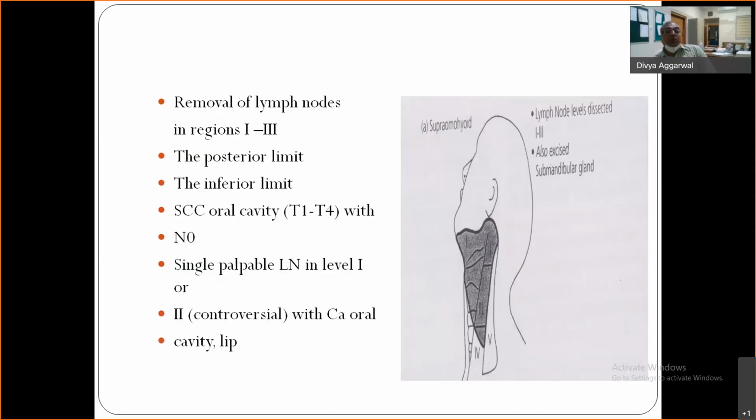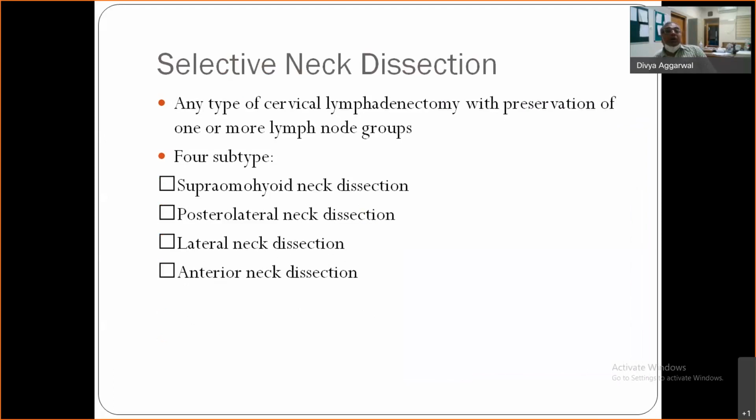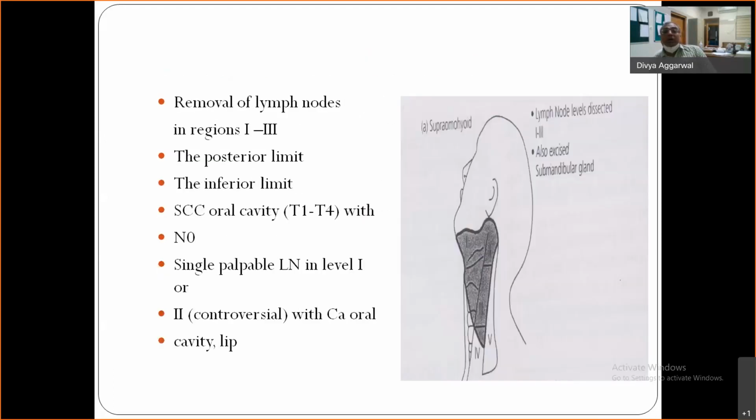So in supraomohyoid neck dissection, we would be taking out the levels 1 to 3. It is indicated in N0 neck, and mainly it is indicated for a CA of the tongue or the oral cavity or the lip.